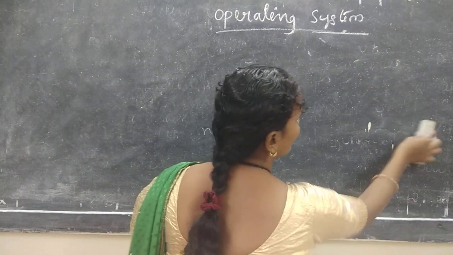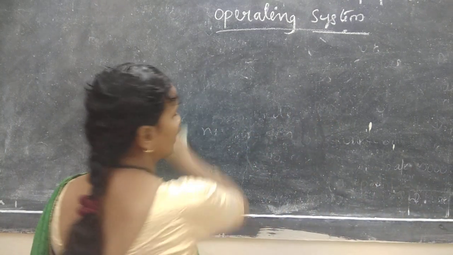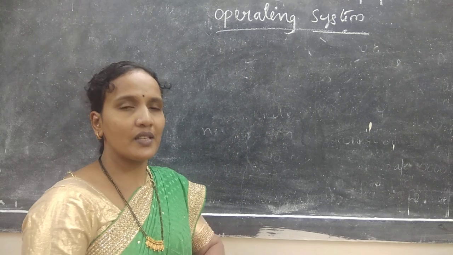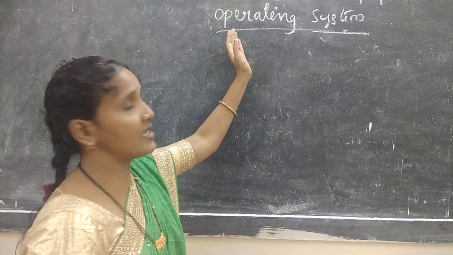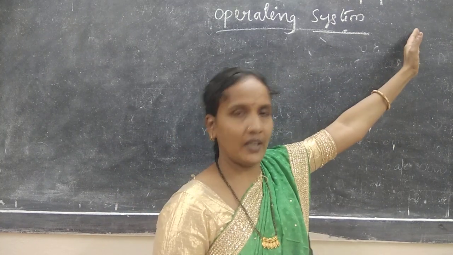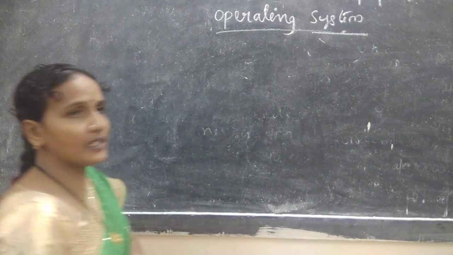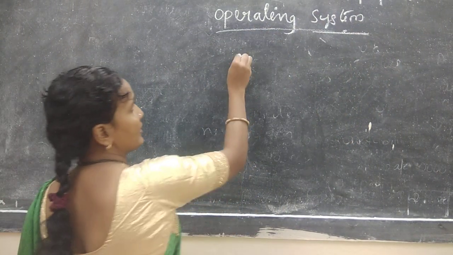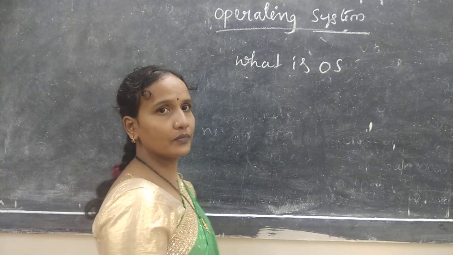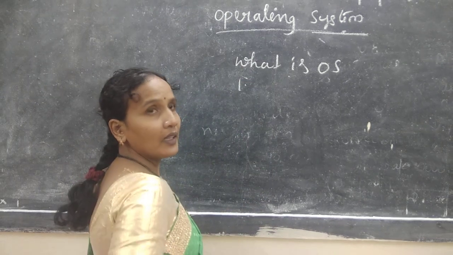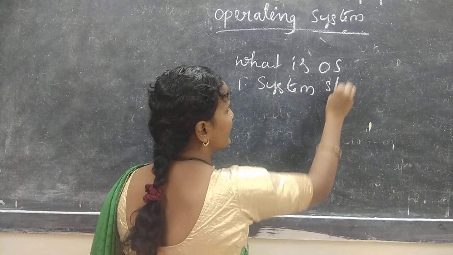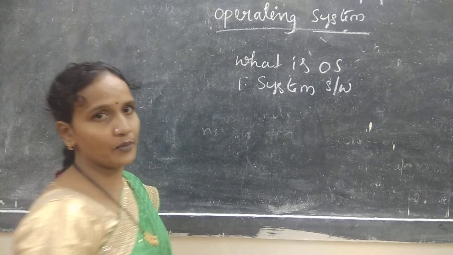Now, today, in first class, I'll start the introduction part of our subject. First, what is our subject name? Operating system. And our paper number is 6. That is elective. So, operating system. What is an operating system? First point. It is a system software.